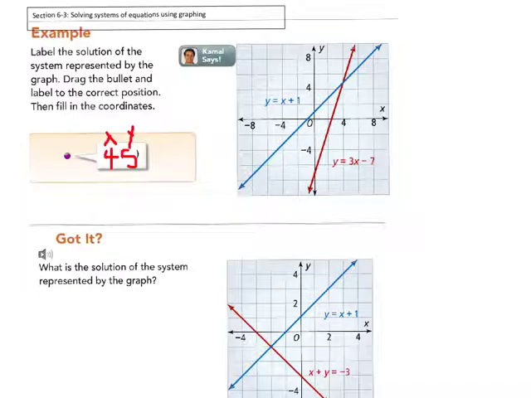If you take a look down at the Got It, the solution is right here. So you would put the answer in a set of ordered pairs. The x value, you follow that to the x-axis. The x value is -2. And the y value, you follow over to the y-axis, and that's -1. So the solution to the Got It is the point (-2, -1). And that has to go in parentheses.